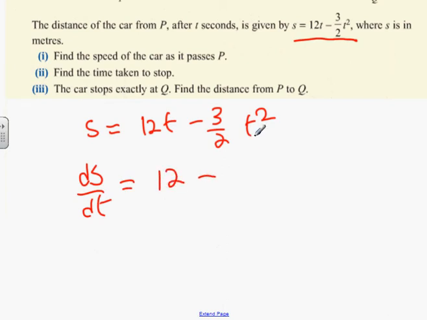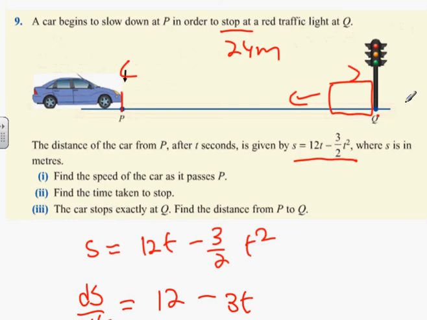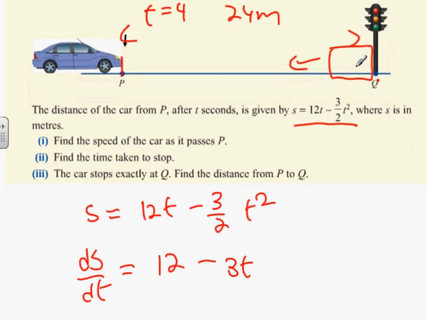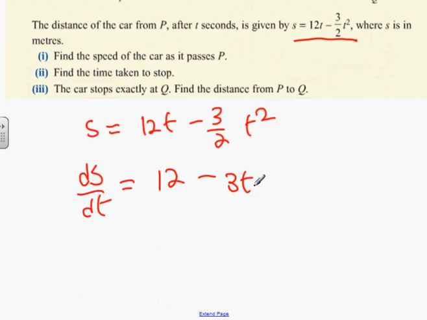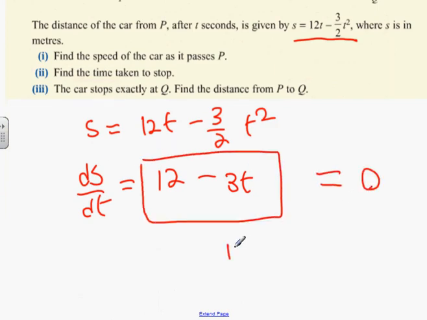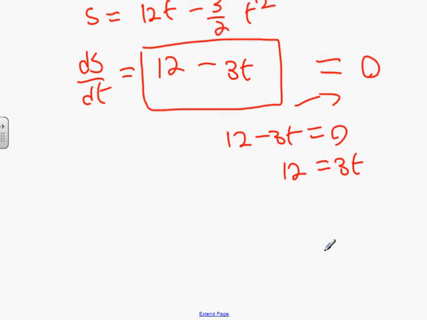12 minus 2 multiplied by that is going to be 3t. Remember, we predicted 4 seconds. T equals 4, and it's 24 meters away. Let's see if this happens. What happens when you stop at the traffic lights? Your speed is equal to 0. Your speed equation, which is this, is going to equal 0. 12 minus 3t equals 0. Bring over to 3t. 12 equals 3t. What does t equal? 4.